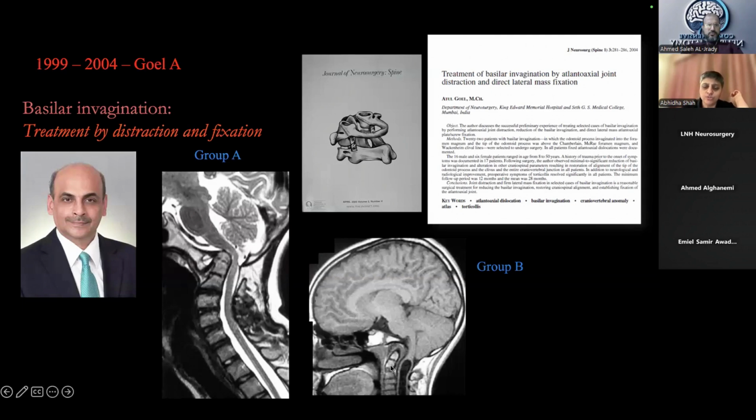And in Group B, the whole system moved up. The whole odontoid along with the craniovertebral junction moved up. There was a good incidence of platybasia, but the odontoid did not cross the Wackenheim's clival line. So here you see the Chamberlain's line. The odontoid has gone over the Chamberlain line, but it has not crossed the Wackenheim's clival line. So this is Group B basilar invagination. In this paper, it was recommended that for Group A basilar invagination, you do distraction and fixation. So you open the joint, you fix the C1, C2 region, and you will have craniovertebral realignment.